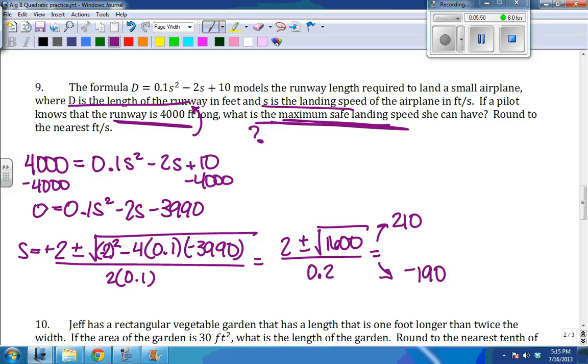Now I'm going to go back and find my question. What is the maximum safe landing speed she can have? So I've got 210 and 190. Well, I probably don't want to have a negative landing speed, so I'm going to say 210 feet per second. That seems to be quite an answer. It says round to the nearest feet per second, so we've got 210. That works for that problem.